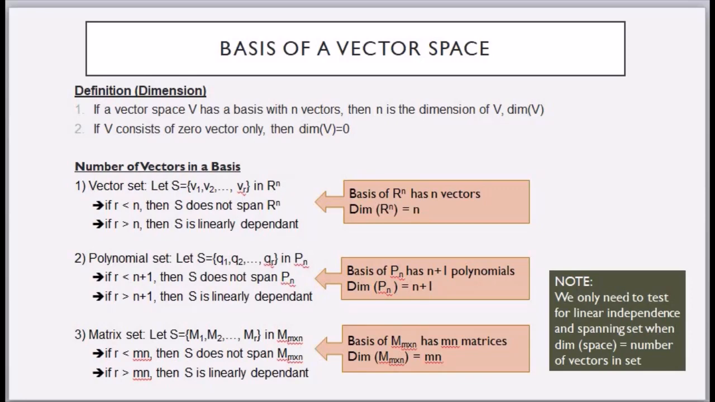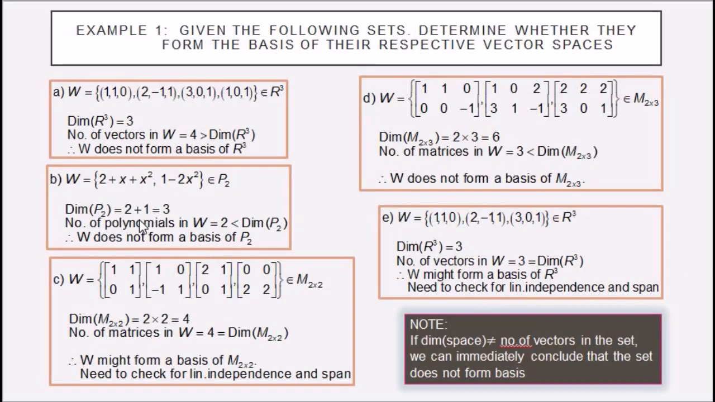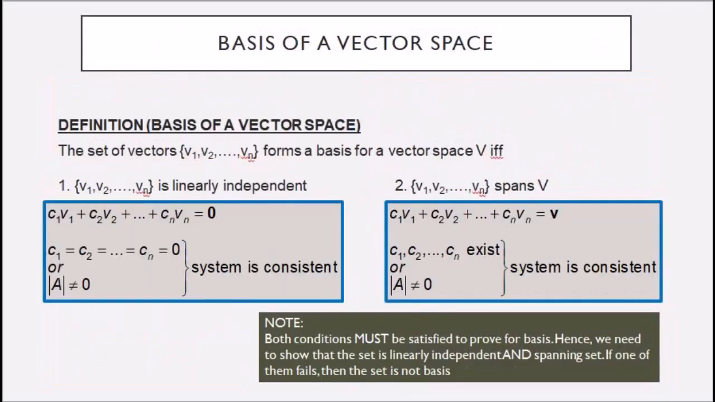We only need to test for linear independence and spanning set when the dimension of the vector space equals the number of vectors in the set. Because if one is less or more than the other, then our conclusion is that it is not a basis of the vector space. Example 1, given the following sets, determine whether they form a basis of their respective vector spaces. Let's recall that in order to form a basis of a vector space, both conditions must be satisfied, which are linearly independent and spans V.